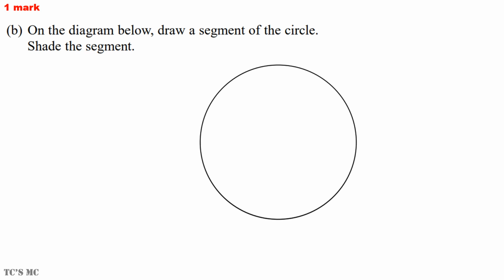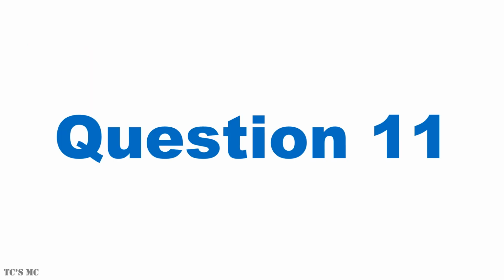On the diagram, draw a segment of the circle. Shade the segment. First, we need to draw a chord. The segment is the area shaded. It's always between a chord and an arc, and that would get you 1 mark.